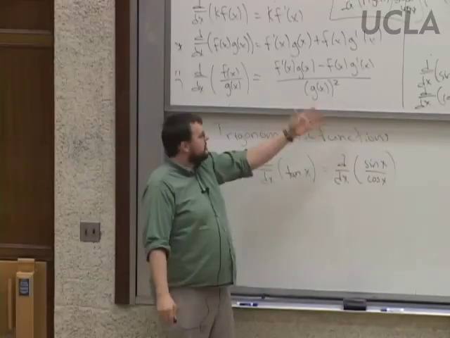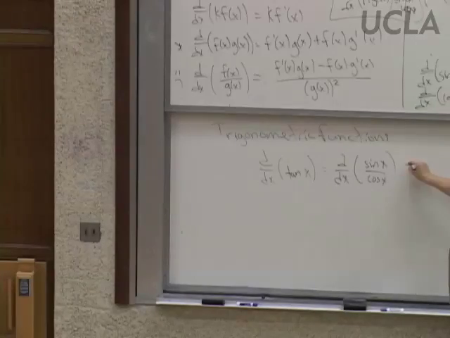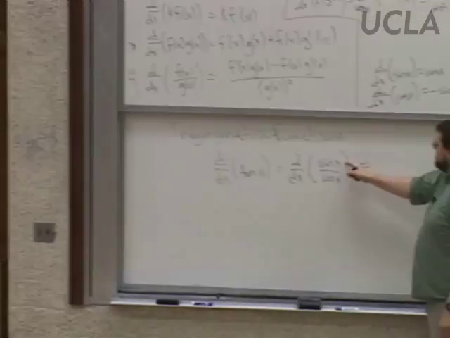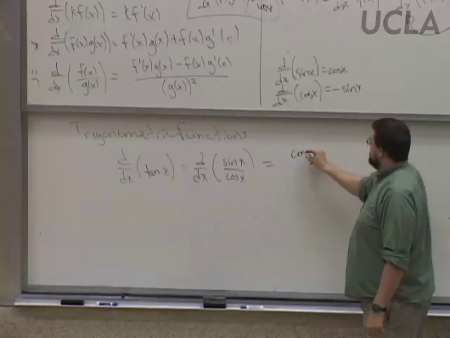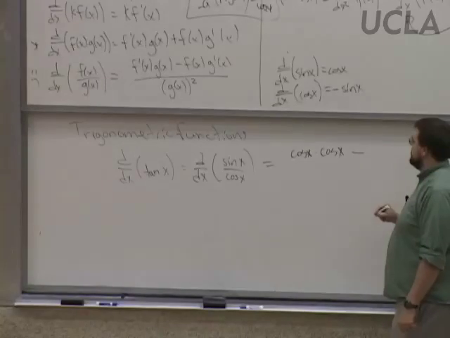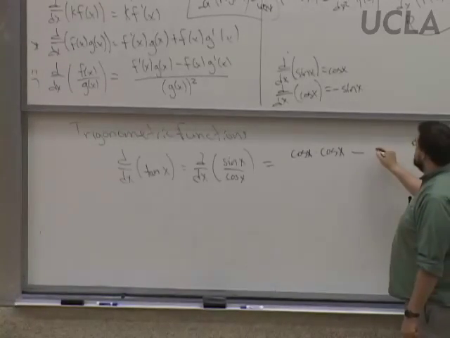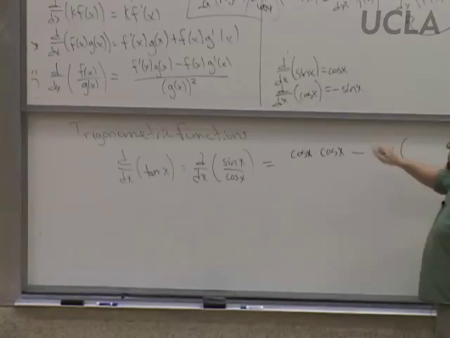Quotient. And how do we know? Because it's a quotient, it's division. So this says you take the derivative of the top function, the derivative of sine, well, we look it up, cosine, times the bottom function, which is cosine, minus the top function, sine, times the derivative of the bottom function. Now, what's the derivative of cosine? It's the negative sine.